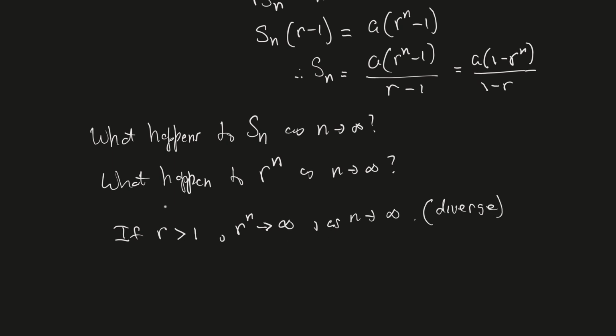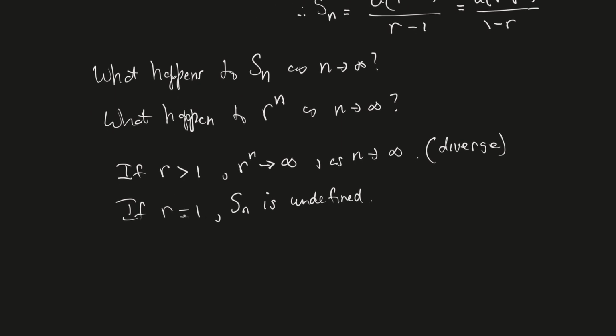Okay. Now, if r is equal to 1, we also have a problem, right? Because look, in the denominator we would have a 0. We can't have that, right? So if r is equal to 1, then S sub n is undefined. So again, that doesn't work.